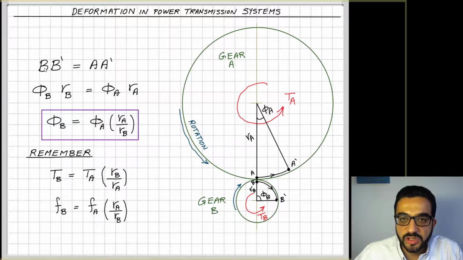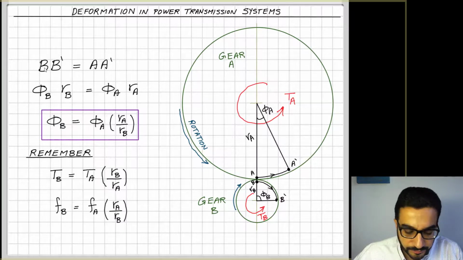Basically, the bigger gear here, when it has an angle of rotation or movement, the smaller gear will move at a faster speed. And because it's moving at a faster speed, the point will travel a longer distance on its perimeter, which translates into a bigger phi, or rotation angle, or twisting angle.